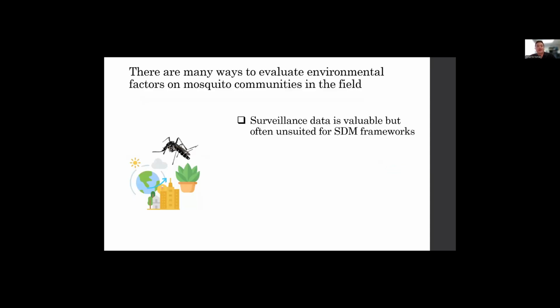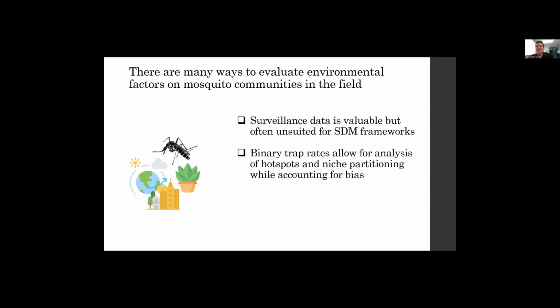So in conclusion, there's a lot of ways we can evaluate environmental effects on mosquito communities, and using surveillance data for this is valuable, but from a single district or single trapping season, a lot of this data is unsuited for normal SDM frameworks. However, binary trap rates will allow for analysis of hotspots or niche partitioning while accounting for bias and trapping at a low rate. And then further down the line, SDM and joint SDMs can provide insights into current and future populations.